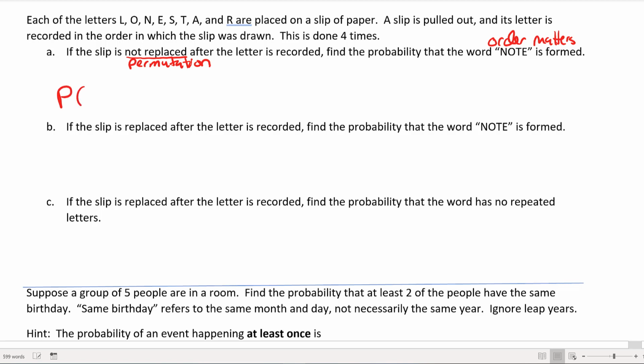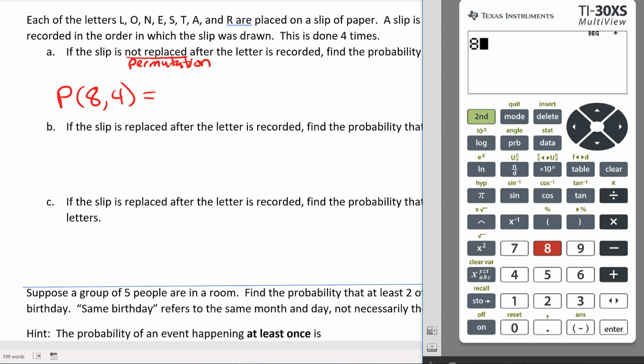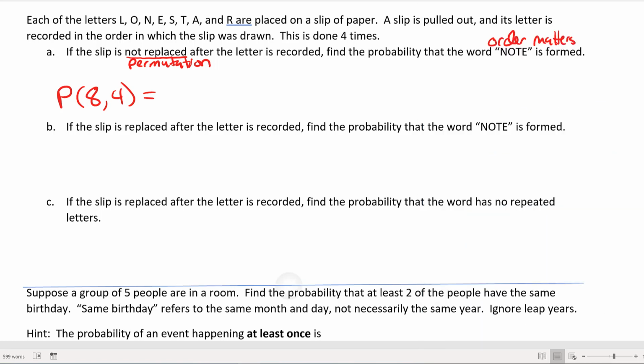So I am trying to find the permutation of, we have 8 letters and we're drawing them 4 times. So we have 8 choose 4. So I have 8, use my probability key to find the permutation button, choose 4, and that turns out to be 1,680. Okay, but that's not the probability. The question said find the probability that the word note is going to form.